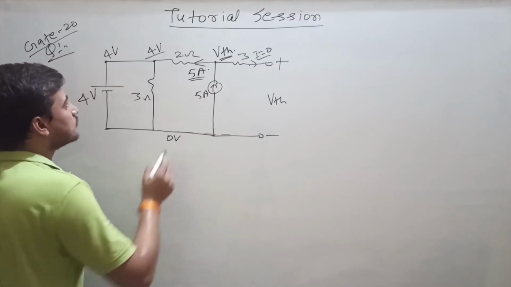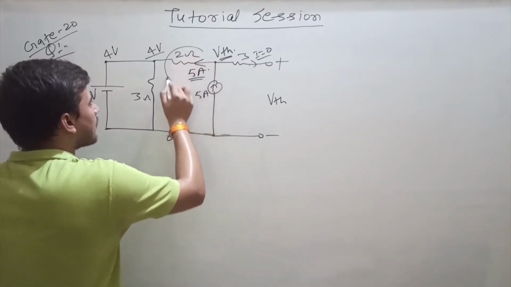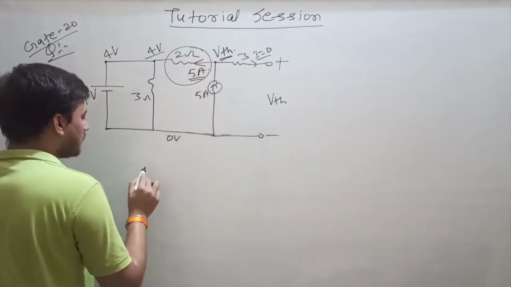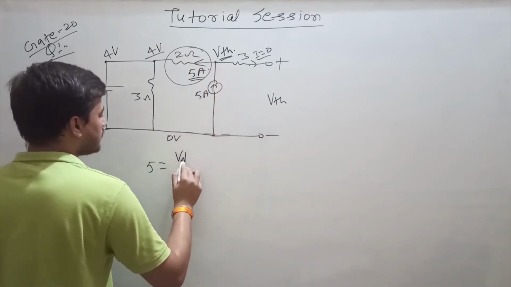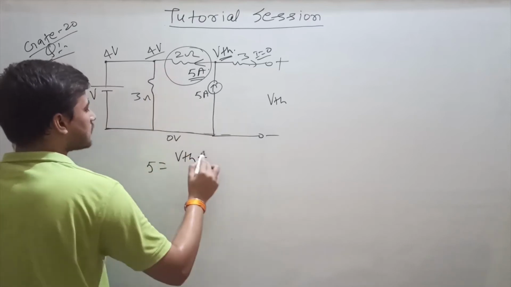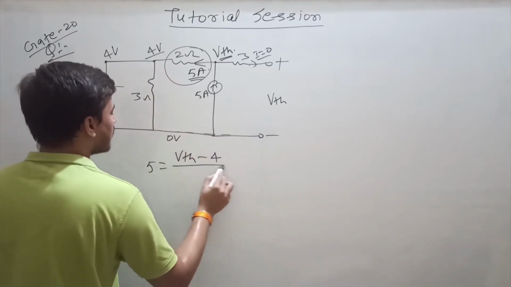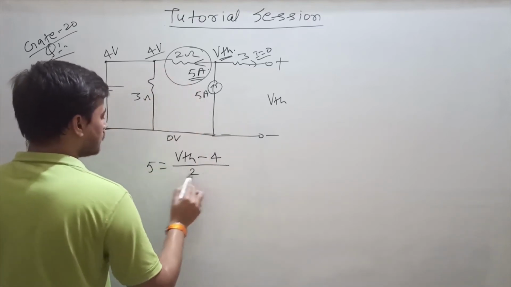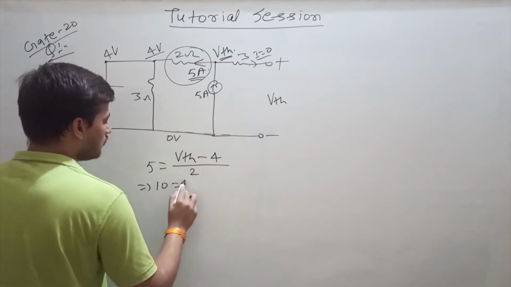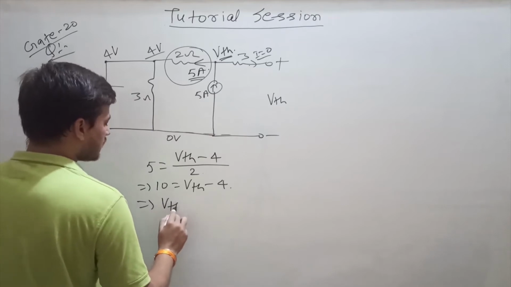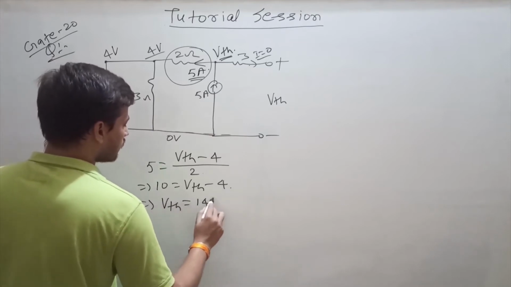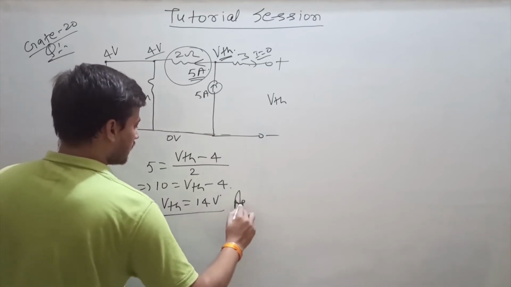So now what will you do? Here if you apply Ohm's law, what will happen? Current 5 ampere will be equal to potential at this point VTH minus potential at this point 4 volt divided by resistance 2 ohm. From here 10 equals VTH minus 4. From here you can write VTH will be equal to 14 volt. This will be your answer.